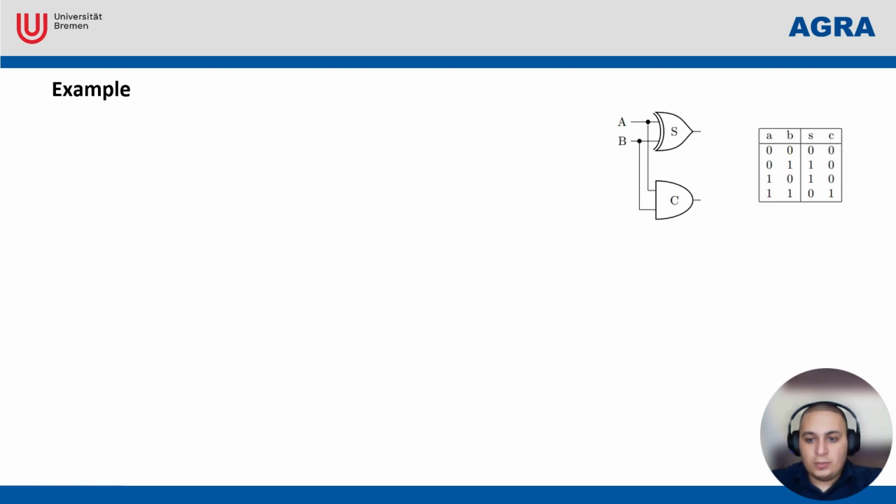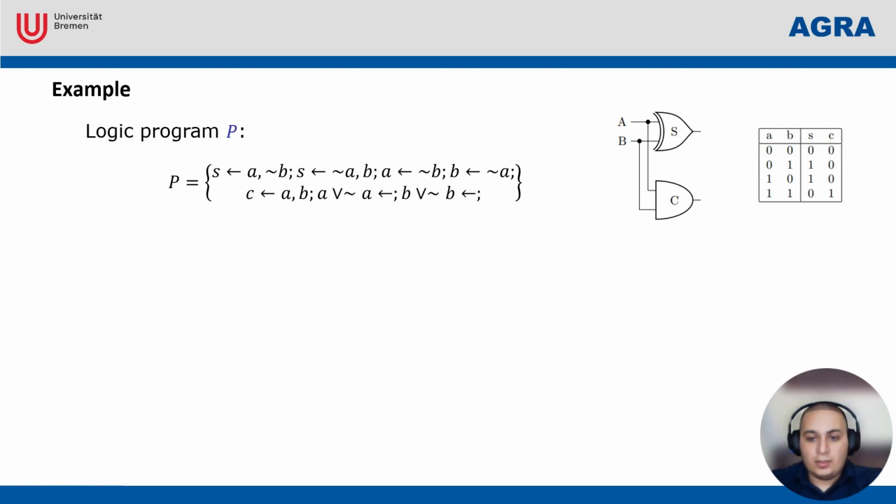And as an example, we consider a logic diagram of a half-adder. We can encode it in the following program, where the set of rules in the first line represents the sum function, and the second line represents the carry function.